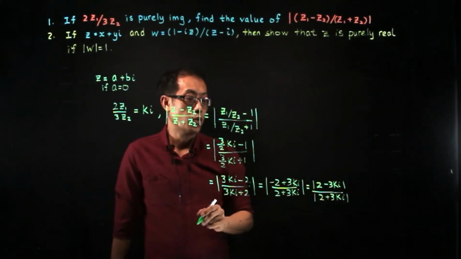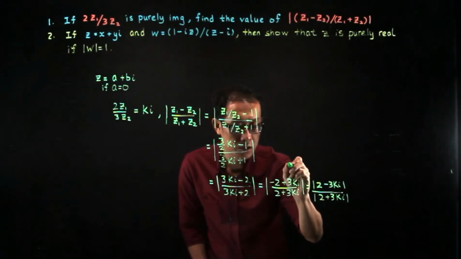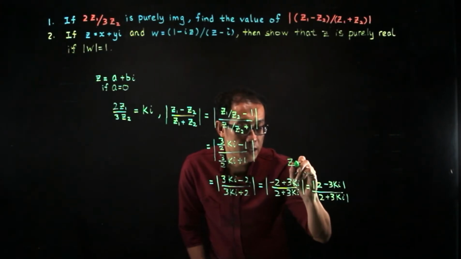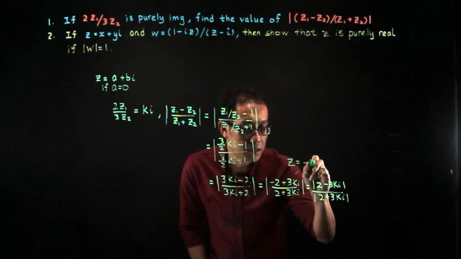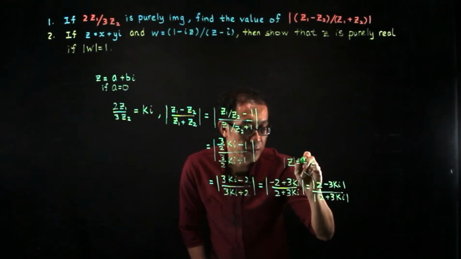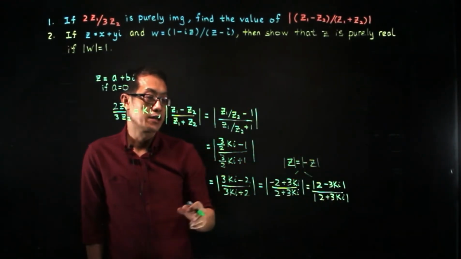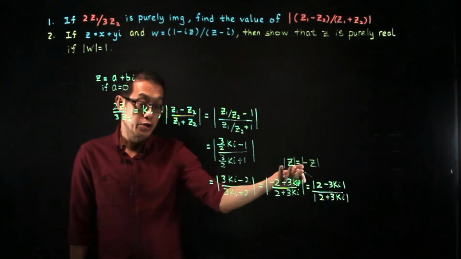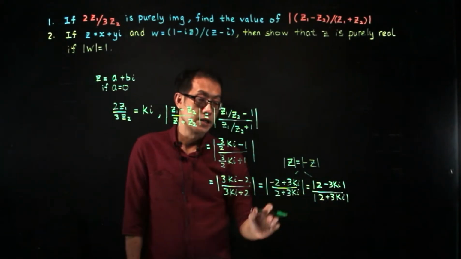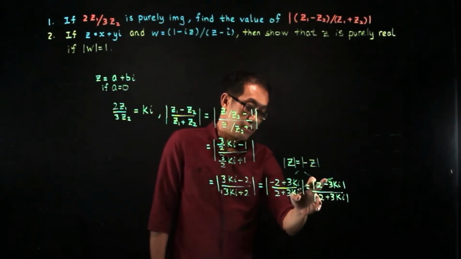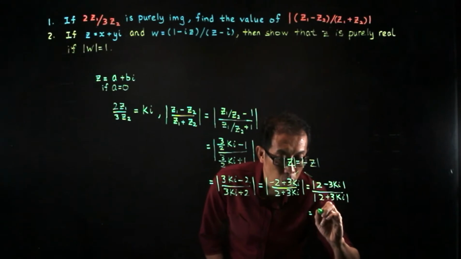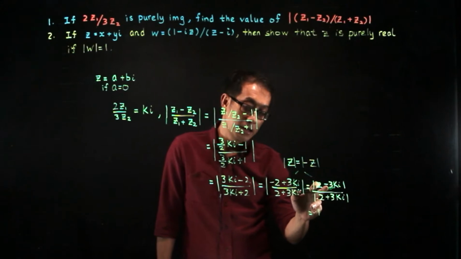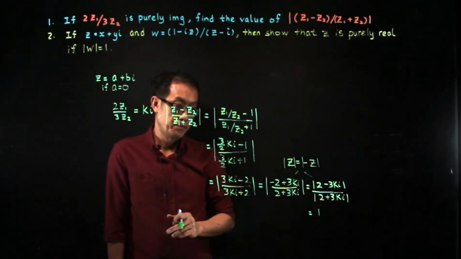Now, why is this so? You realize that the modulus of z will be equal to the modulus of minus z. So I just remove the minus, or multiply the numerator by minus 1. Okay, so I get this. Now, can you all see that? You realize that the numerator is the conjugate of the denominator.